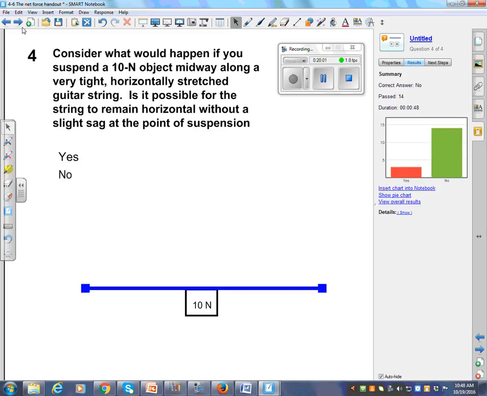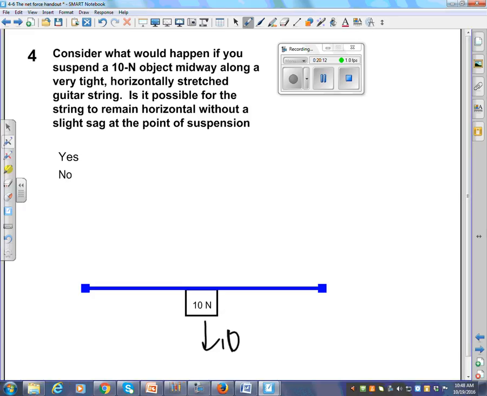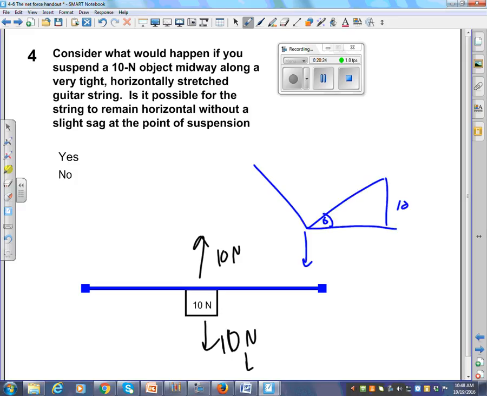And the answer here is no, it is not possible. It is impossible. Here is why. If you have 10 newtons down, you must have 10 newtons up. The only way to have 10 newtons up is for there to be some angle. There must be an angle there, right? If there's no angle, there's no up. There's no vertical component. There must be an angle.